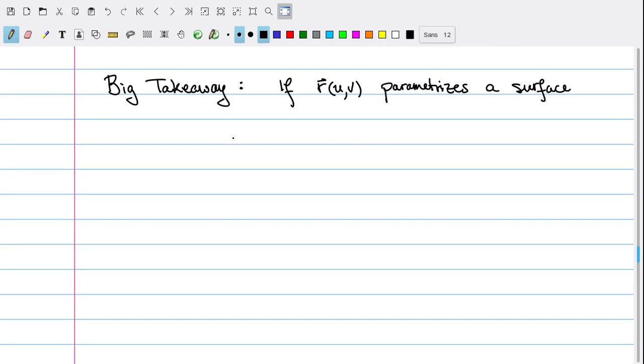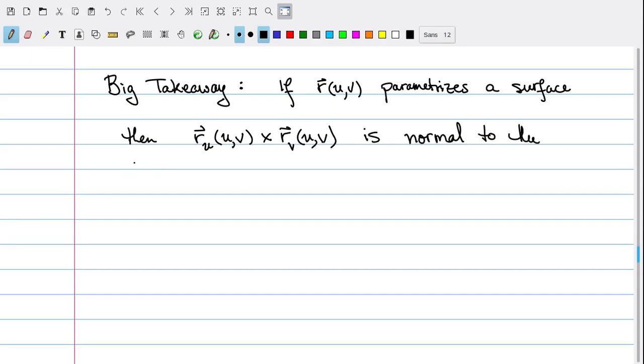So the big takeaway here is that if r of uv parameterizes a surface, then r sub u of uv, the partial derivative with respect to u, crossed with r sub v of uv, the partial derivative with respect to v, will be a normal vector to the surface at the point r of uv. So it'll be a normal vector of the tangent plane at that particular point.